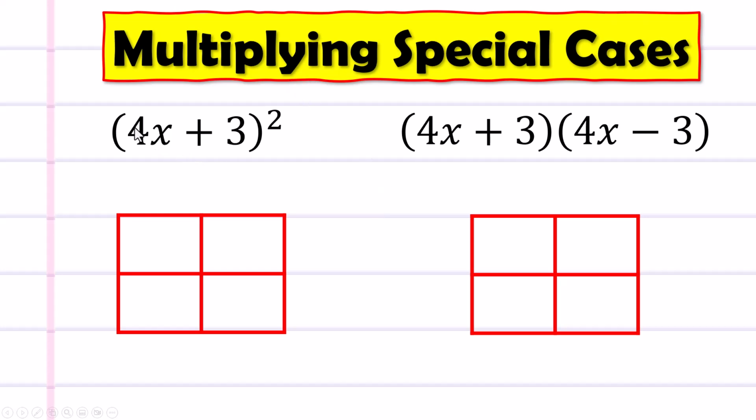So let's just do this. I have 4x plus 3 squared. That is a binomial squared. It means it's being multiplied times itself. So let's do that with the boxes and we'll see what we get.